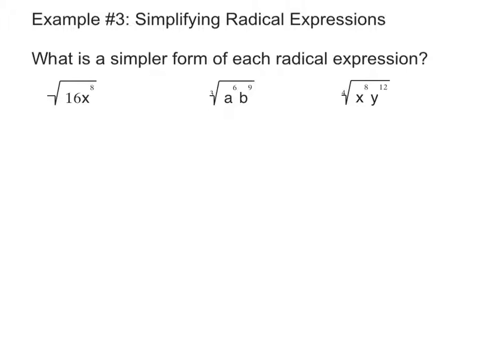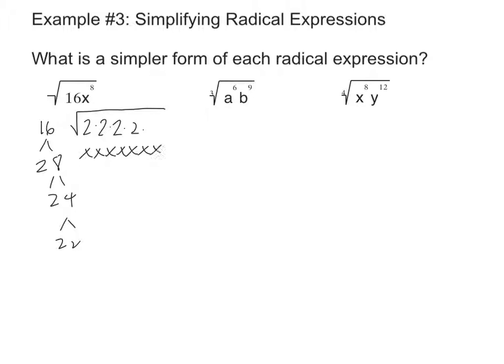So we will have for 16, 16 is 2 and 8, and then 2 and 4, and then 2 and 2. So 16 is 4 2s, so 1, 2, 3, 4, and then 8 x's. So 1, 2, 3, 4, 5, 6, 7, 8. Okay, it's a square root, right? Just because it's not there doesn't mean it's not a 2. So we're taking pairs out.